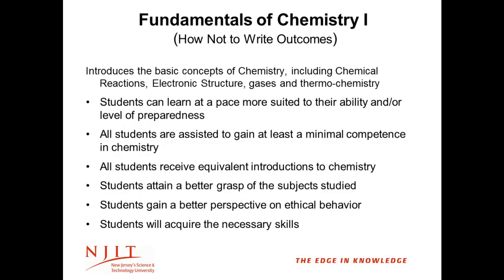This is an example of a course that is called Fundamentals of Chemistry. This is not a well-written outcome. Okay, this is an example of an outcome that is not well-written. So students can learn at a pace more suited to their ability. They are assisted to gain at least a minimal competence in chemistry. That doesn't tell you a whole lot. Students will acquire the necessary skills. Again, too broad and difficult to see as an observable performance of acquire.